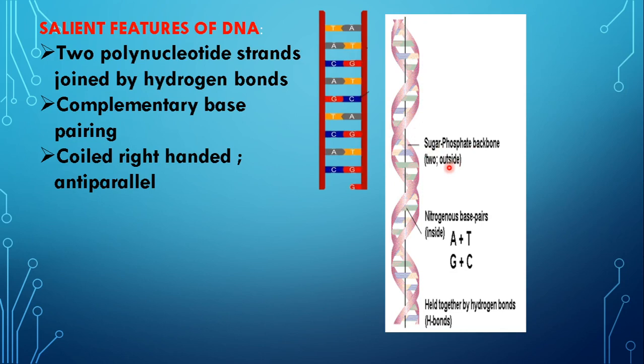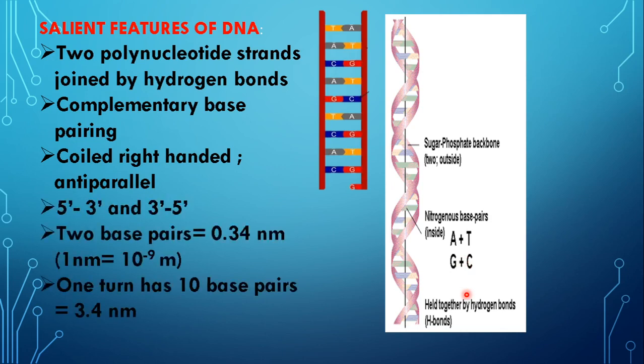So the sugar phosphate backbone lies outside, here also it's outside, with the bases projecting inwards. The nitrogenous bases, as pointed out here, adenine, thymine and guanine, cytosine, will be held together by hydrogen bonds.